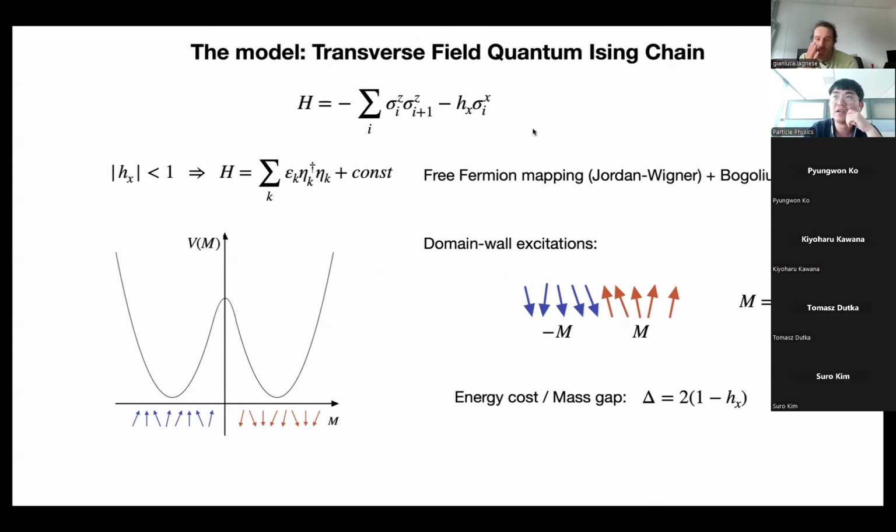Just to give you the idea: if you are in the Hx equals 0 limit, you can imagine that you have a lattice, and on the lattice you have these spins.